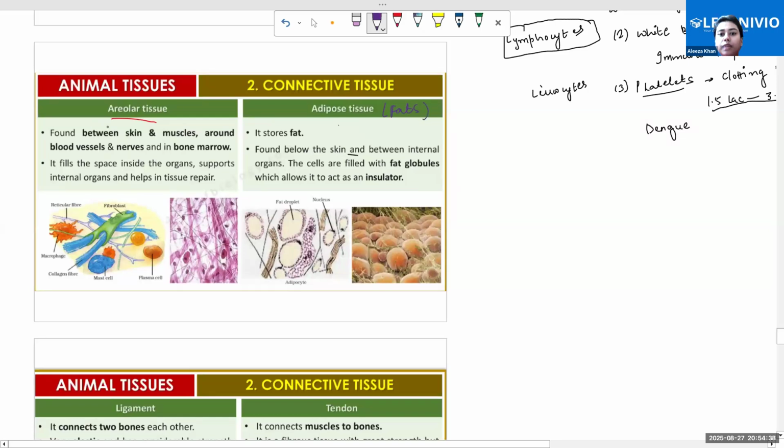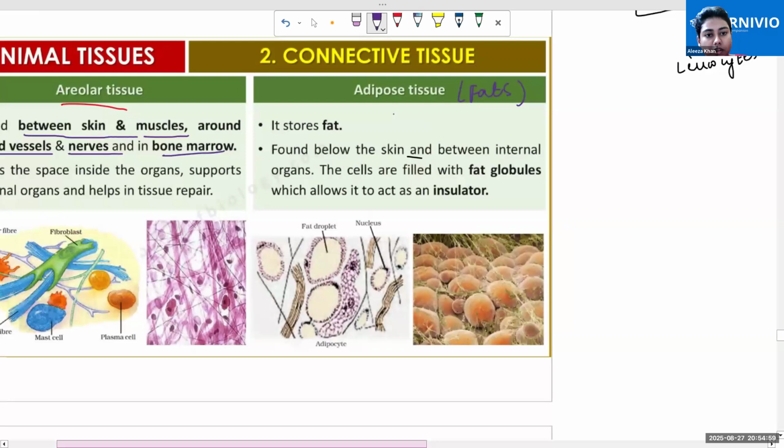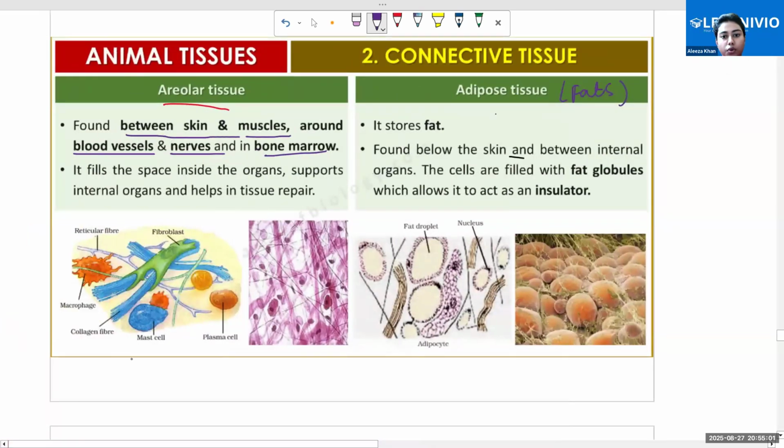Fine. Coming on to the areolar tissue. Areolar tissue is present between the skin and the muscles, around the blood vessels, nerves, and bone marrow. All the sensitive areas have areolar tissue around them. If you can observe this image, these are the cells. This is the plasma cell. These are the other cells. Whenever you have areolar tissue, let's say this is your skin.